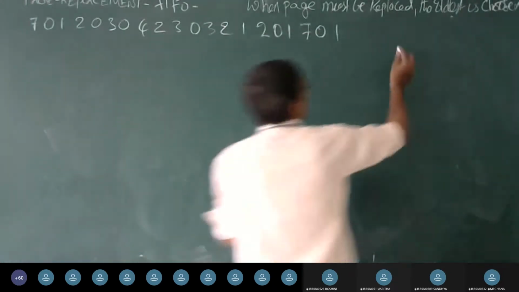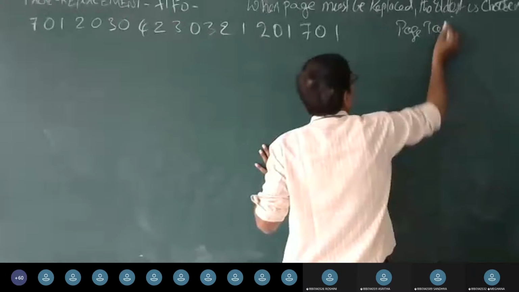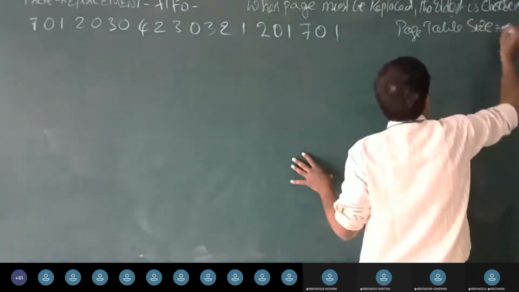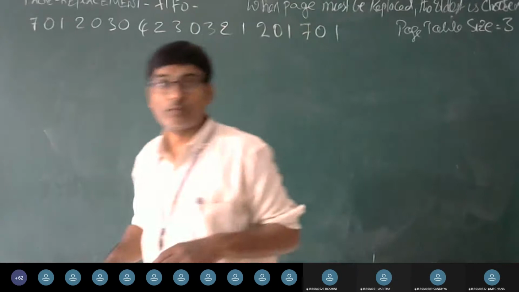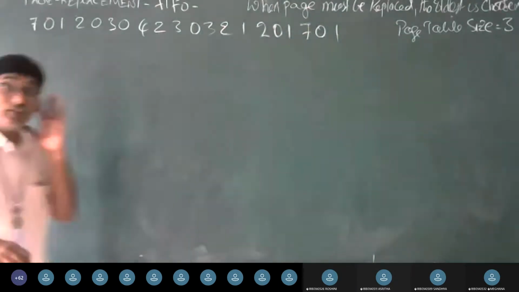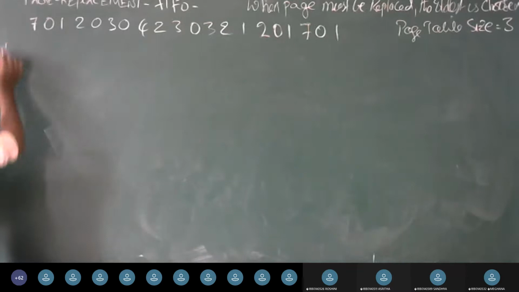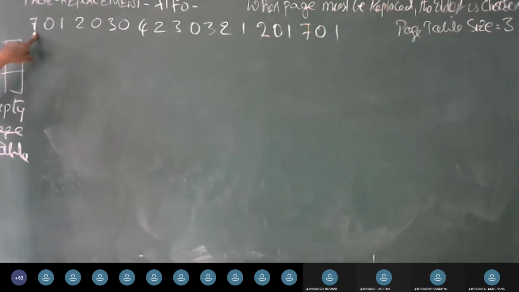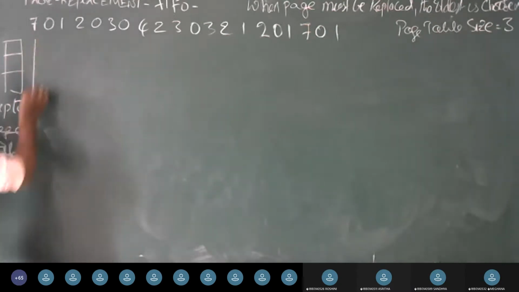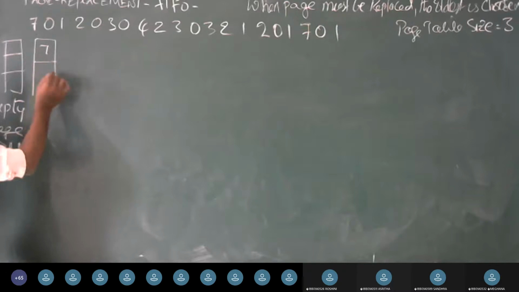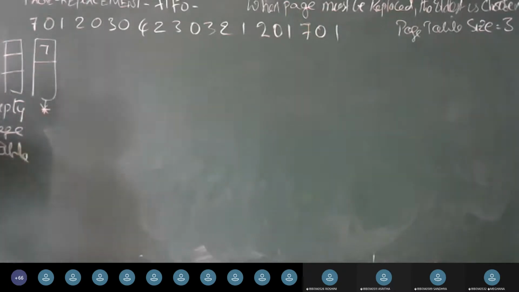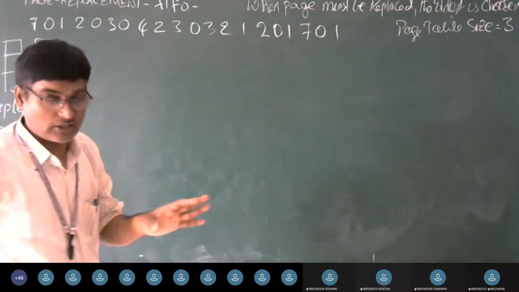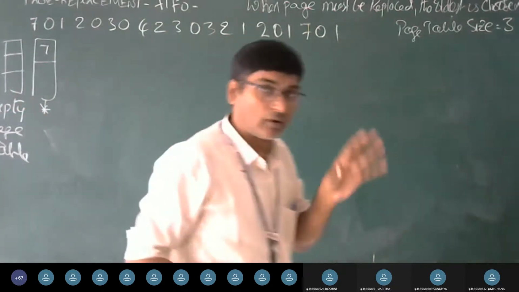Now let us set the page table size. The page table size is going to be 3. Always the page table size is going to be 3. So if such is the case, we are going to be assigned an empty page table. The CPU was asking for a page called 7. The page was not available, so we are going to make it 7 with an asterisk, and the asterisk is going to represent the number of page faults.